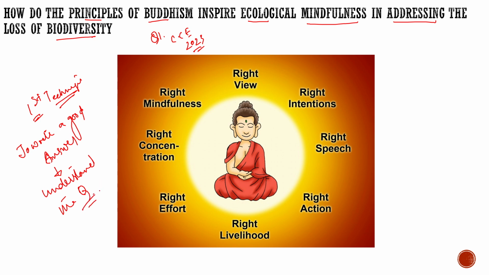Now, how to understand the question? By marking the keywords given in the question. See, the first keyword is principle of Buddhism. The second keyword is ecological mindfulness. And the third keyword is loss of biodiversity.